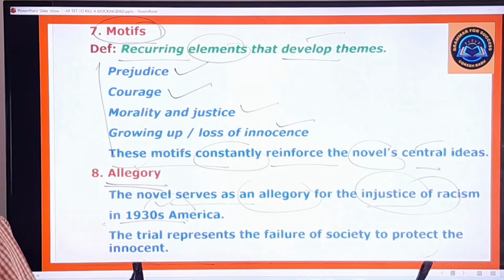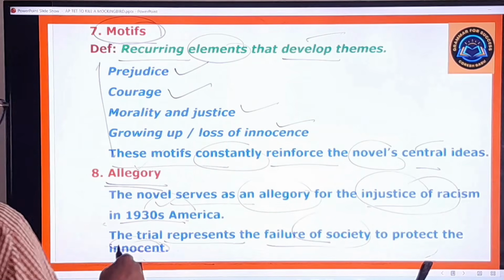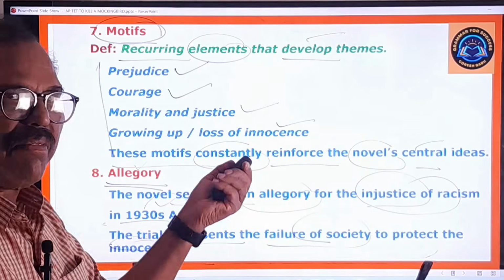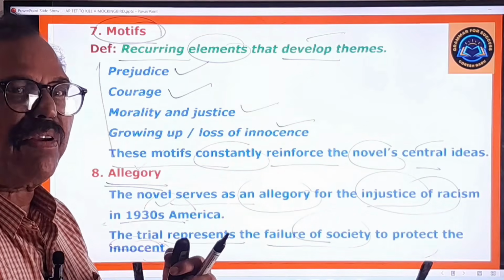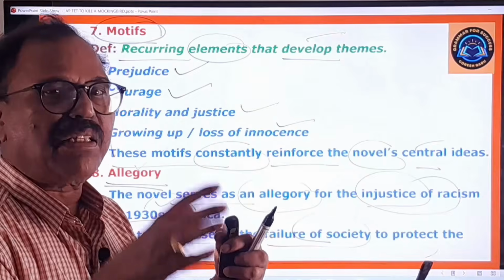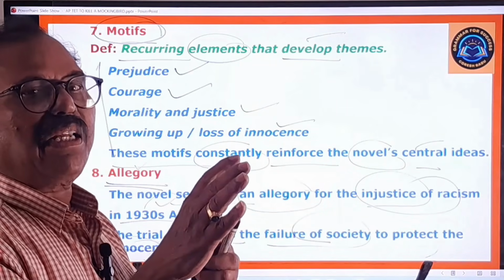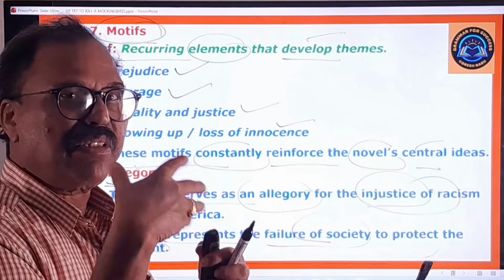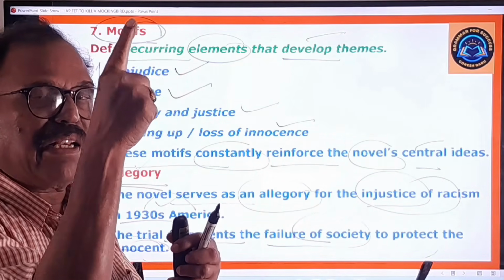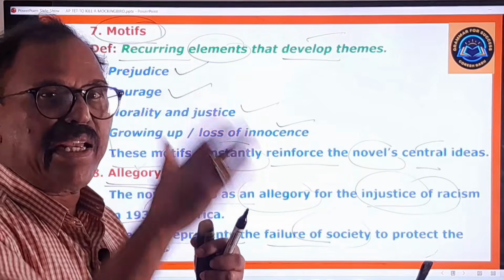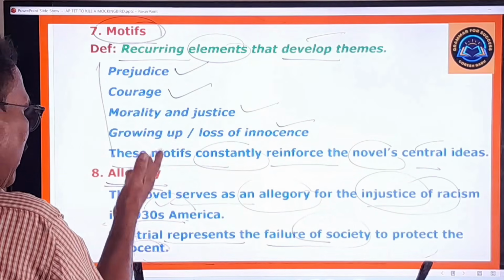And the trial represents the failure of society to protect the innocent. So here in this novel, you can find the courthouse and the trial also. Even though Tom Robinson, the black man, was proved to be innocent, he was convicted and put behind the bars. So that indicates the society that was there in the 1930s was quite against the black people. That thing you can also find in this novel.